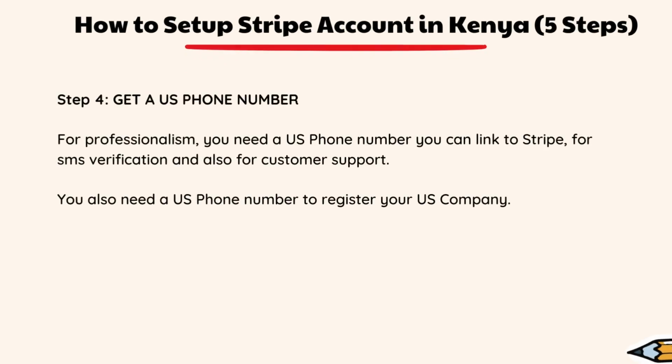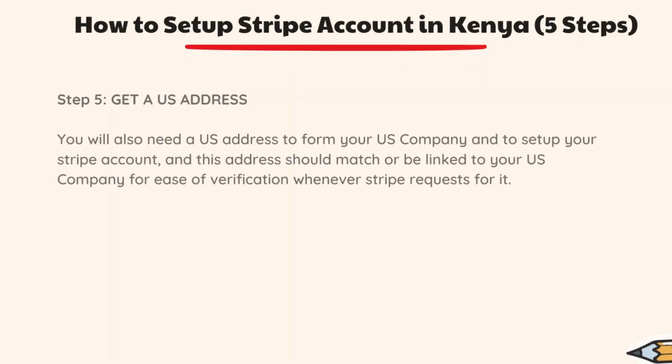Step 4 is to get a US phone number. For professionalism, you need a US phone number you can link to Stripe for SMS verification and also for customer service. You also need a US number to register your US company. Step 5, which is the last step, is to get a US address. You'll also need a US address to form your US company and to set up your Stripe account. And this address should match or be linked to your US company for ease of verification whenever Stripe requests for it.